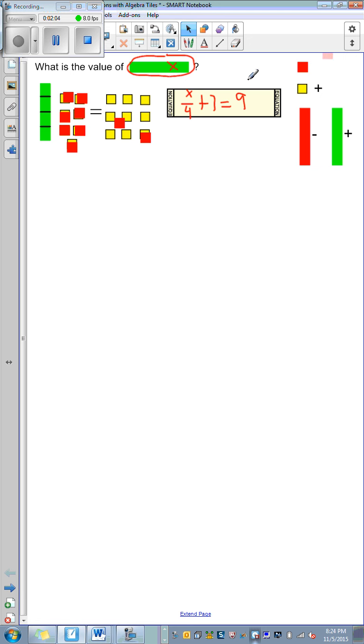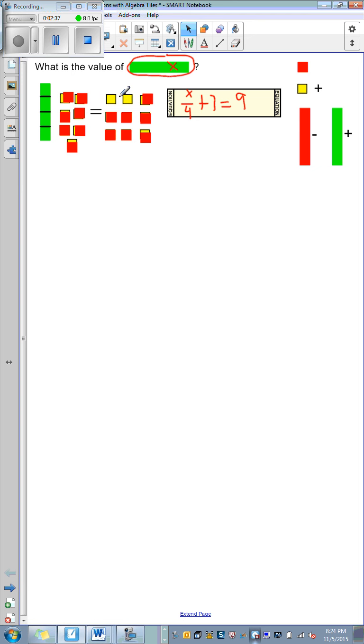So that's 3, 4, 5, 6, 7. When we line them up, we notice we're left with 2.